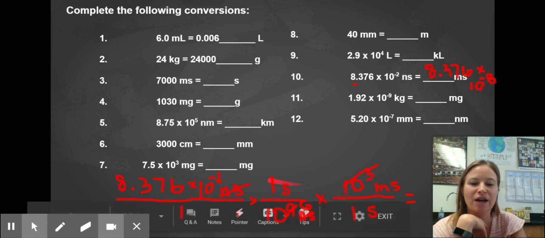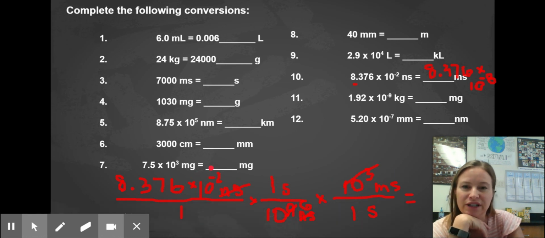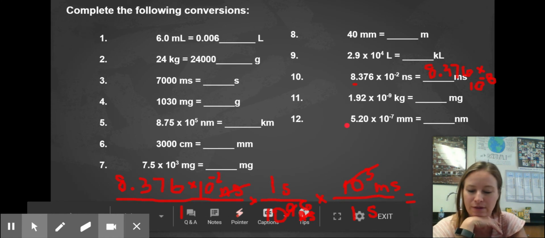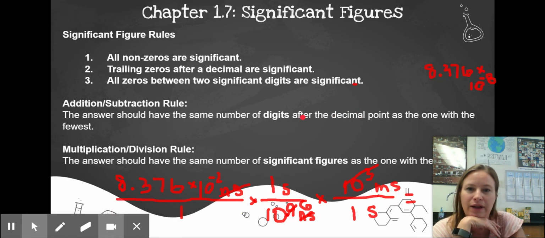But again, this method right here will get you through college, and it will be very useful down the road if you get really good at it now. Okay, significant figures I'm going to go over in another video.